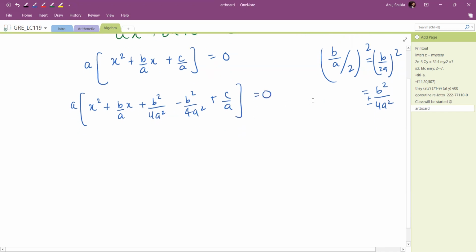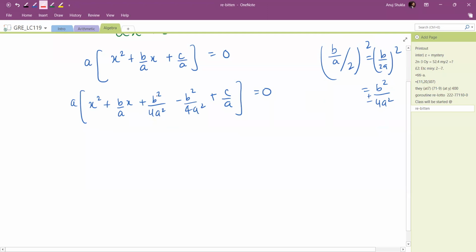Any doubt till now? What I have done is these two terms I have added and subtracted, this one and this one. Will it create any difference in the equation? No, right? I have added and subtracted. So what I'm going to do now is write this thing again. This is x square.